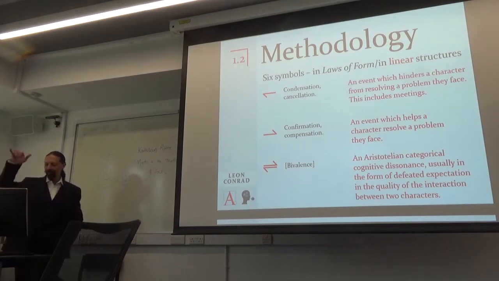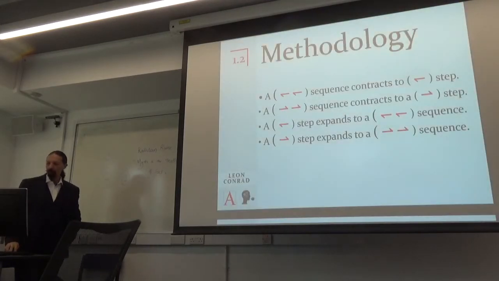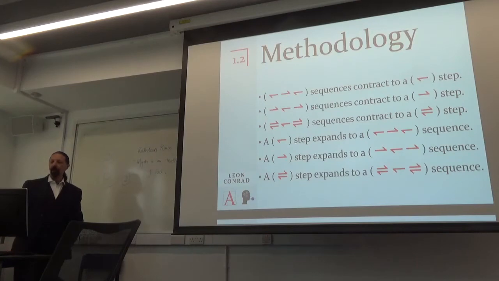But basically, this oscillation is a mercurial quality which sets up a cognitive dissonance, usually in the form of defeated expectation, in the quality of the interaction between two characters. Two more things to bear in mind in terms of what I do. Two steps that come next to each other which have the same quality can be condensed to one and can expand from one. And there can be triplicities. So a backwards, forwards, backwards pattern, which has the backwards steps on the outside, can be condensed to one, and similarly, one backward step can expand to a triplicity.